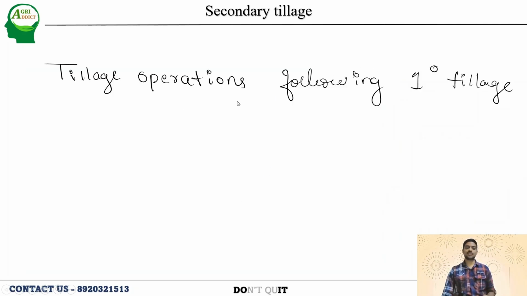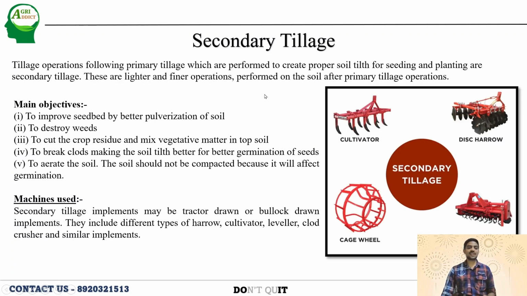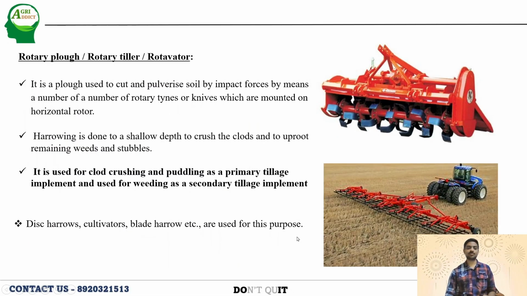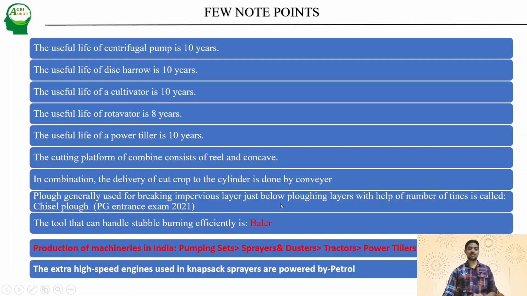And secondary tillage is nothing but the tillage operations which follow the primary tillage, right? Yes. Next, in secondary tillage operations the objectives of primary tillage remain the same. The only important thing is with respect to breaking the clods. Understand? And the machines I have already shown in the figure. And here the rotavator, which comes, is also a secondary tillage implement, and it is mainly used for clod crushing and puddling.